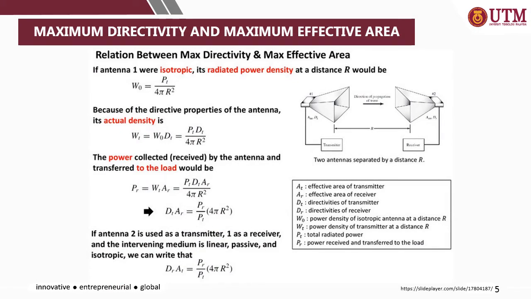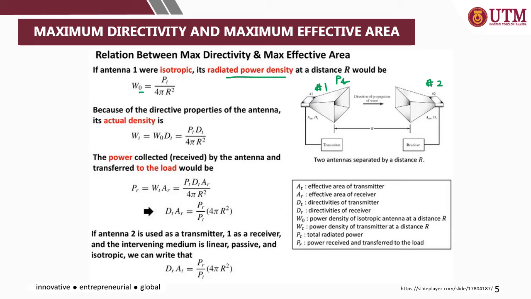Next, we are going to discuss the relationship between the maximum directivity and maximum effective area. We are going to consider a transmission setup which consists of two antennas. The first one is the transmitter, and the second antenna acts as the receiver. If antenna 1, the transmitter, is isotropic, its radiated power density W0 at distance r from the receiver can be calculated using W0 equal to PT, the total radiated power, divided by 4 pi r squared.